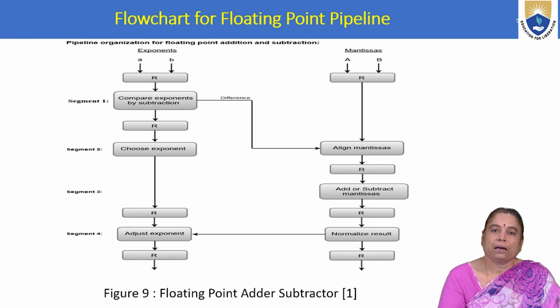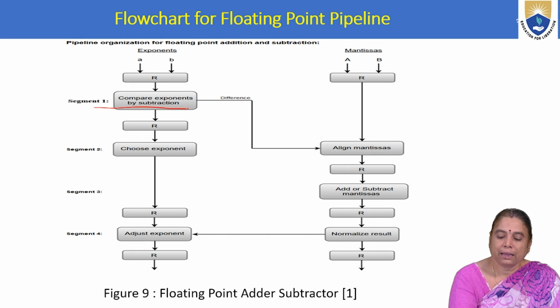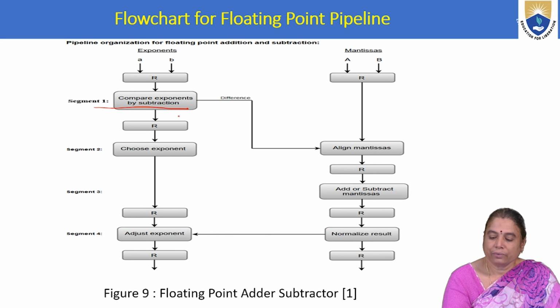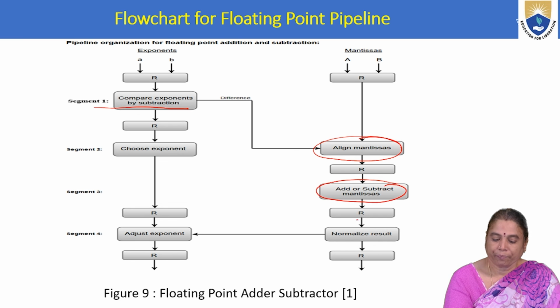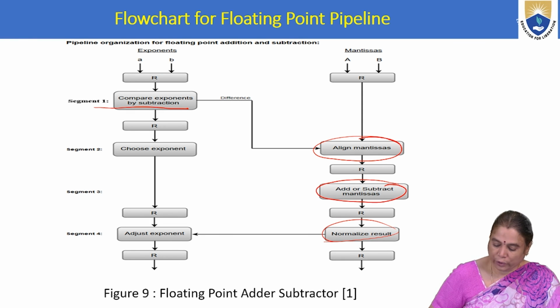And these segment operations can be illustrated with the flowchart. During segment 1, compare the exponents by subtraction. The second segment is align the mantissas. The third segment is add or subtract the mantissas. The fourth one is normalize the result. So in this way, the segment operations can be executed in parallel.